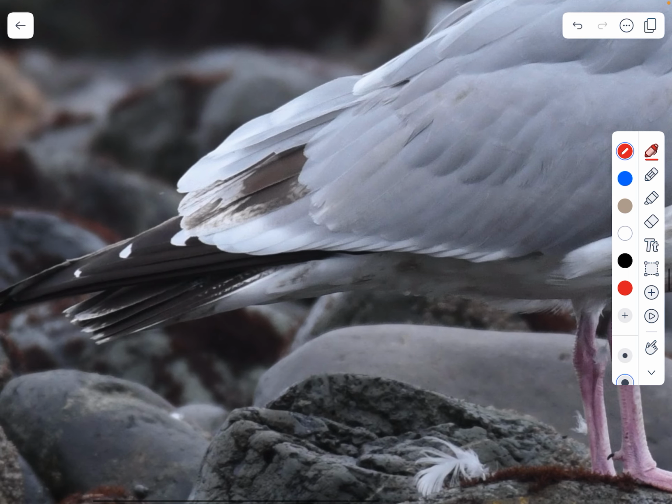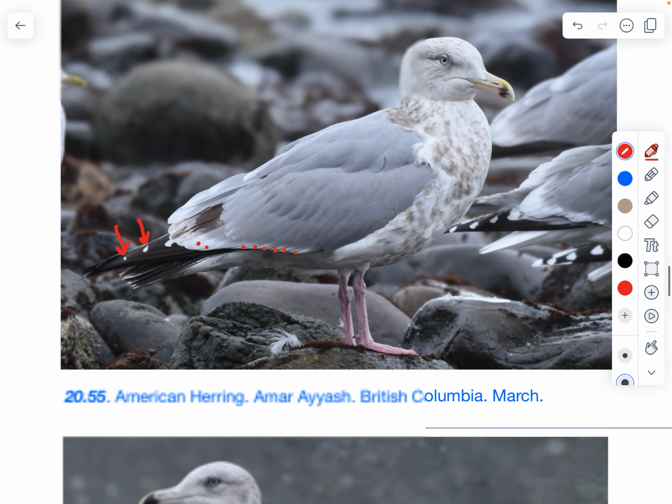And the primaries here with white apicals at the tips. The broad white tertial tips, the broad white secondary tips. These are the secondaries here drooping below the greater coverts. And so overall, there's no reason to suspect second cycle here. This is a third cycle.